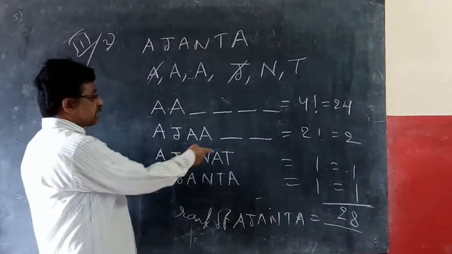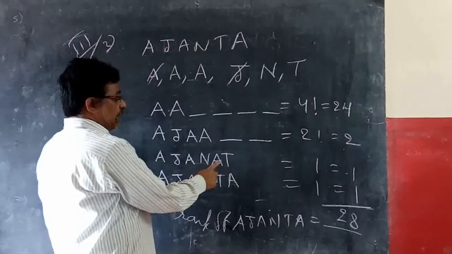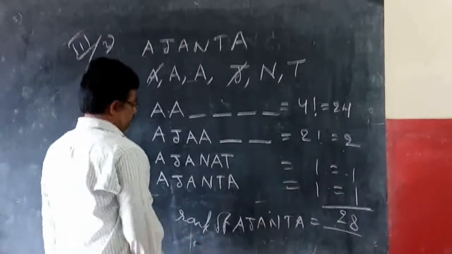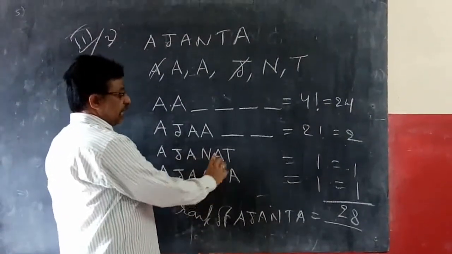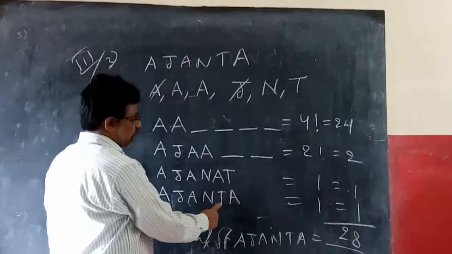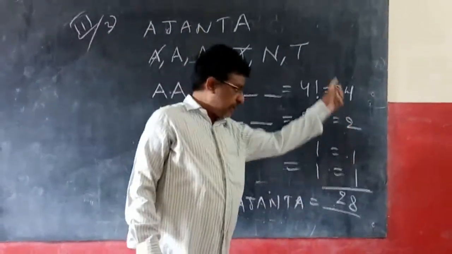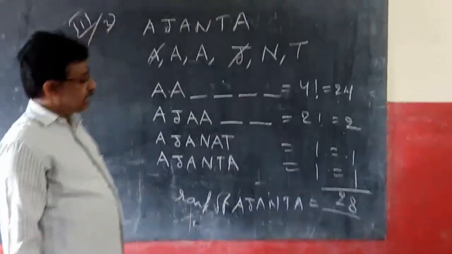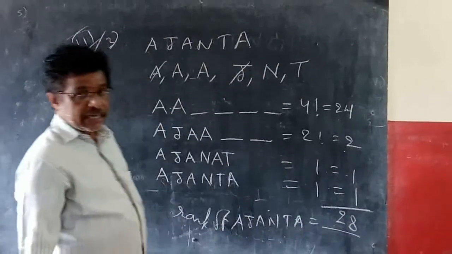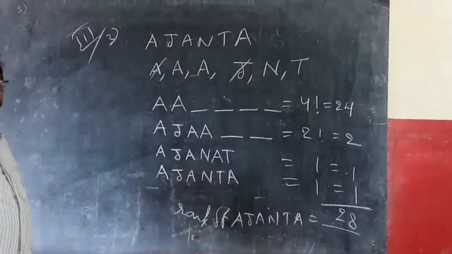Now the next letter after A is N. After N, in dictionary order you will find A again, then T again. So this is one way. If you find the next word, after A, T will come here. After T, again A will be filled. So Ajanta. So the total number of ways is 28. Therefore, the rank of the word Ajanta is 28, which you find when you write these letters in alphabetical order.